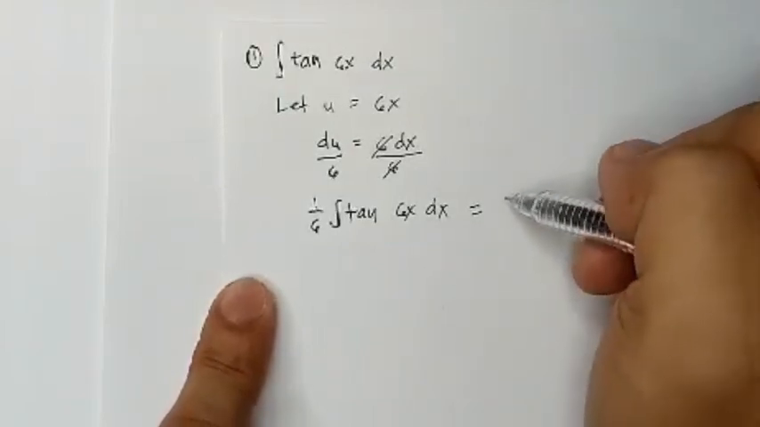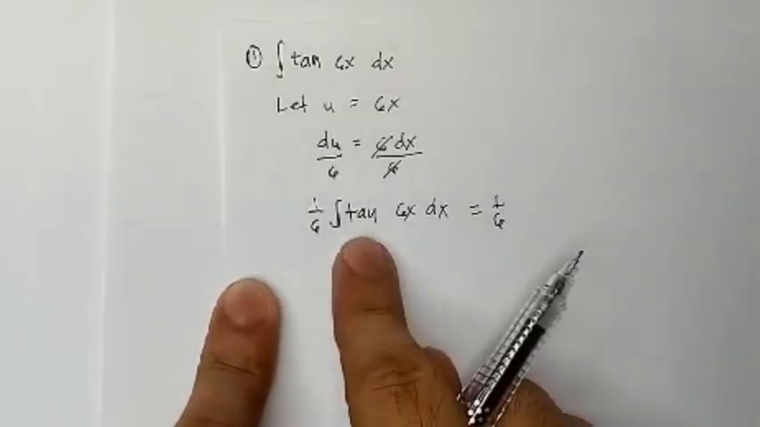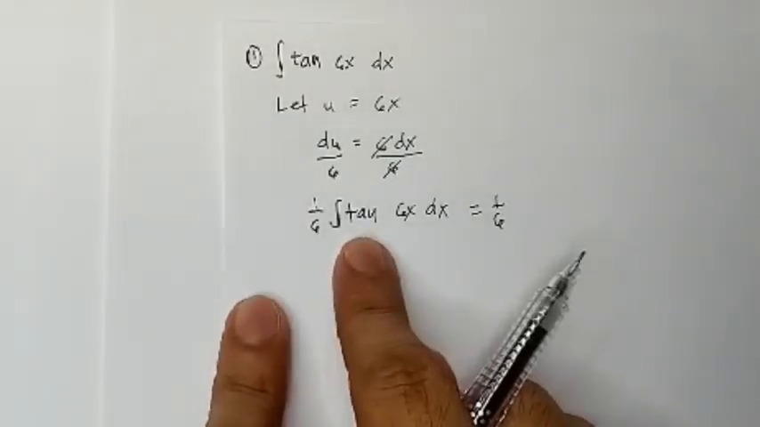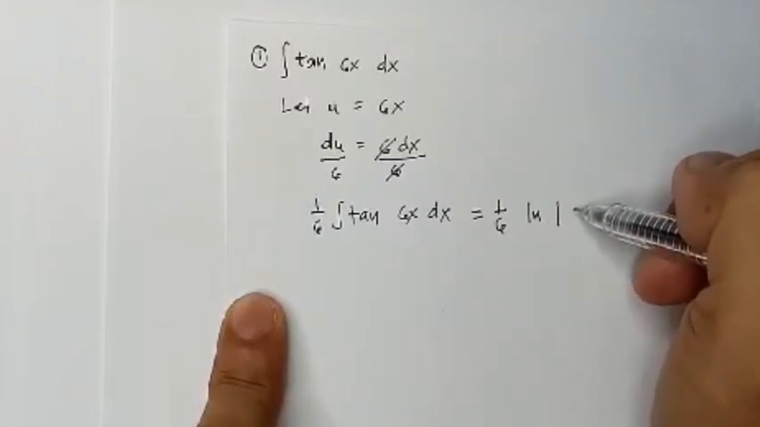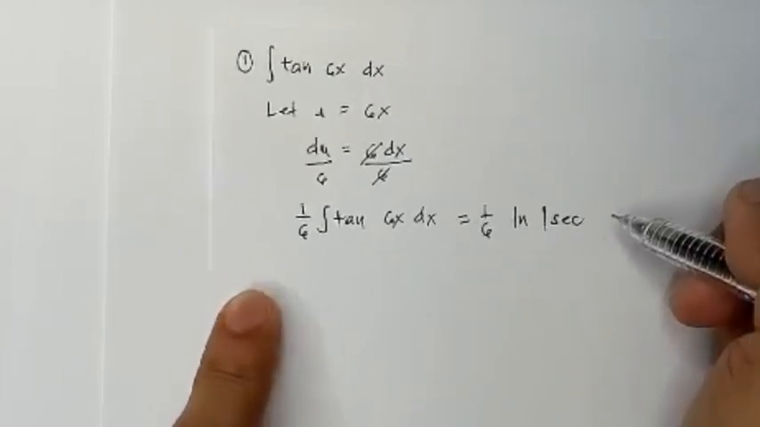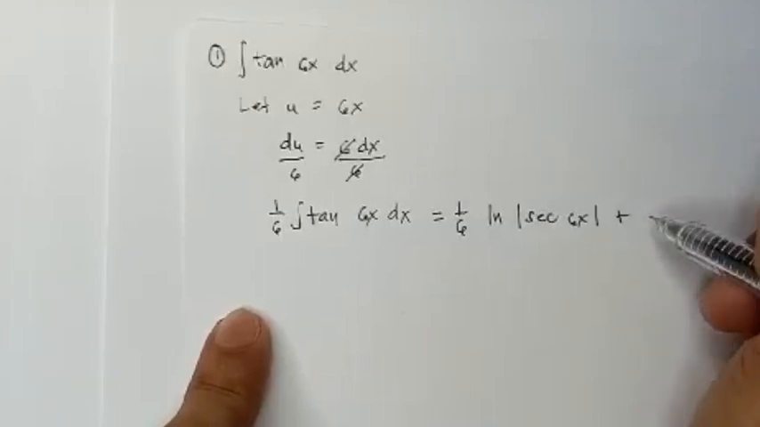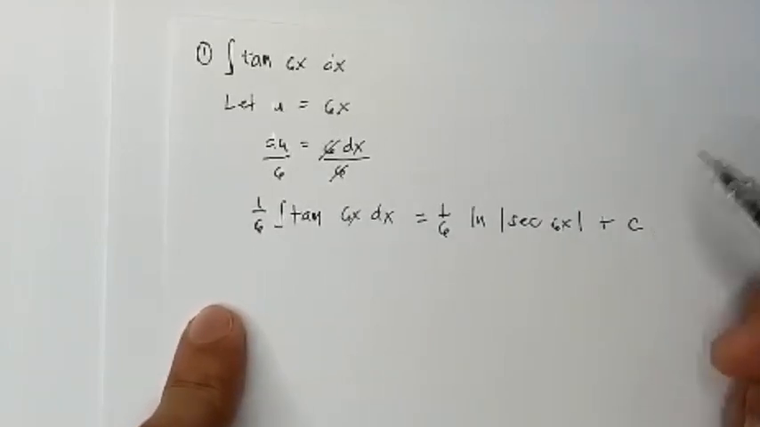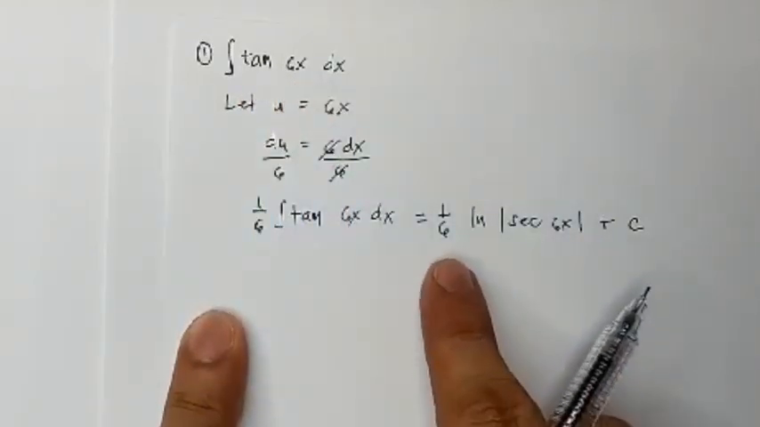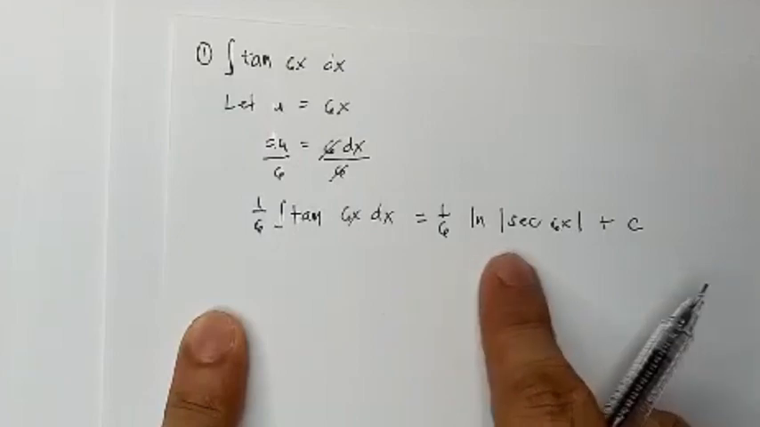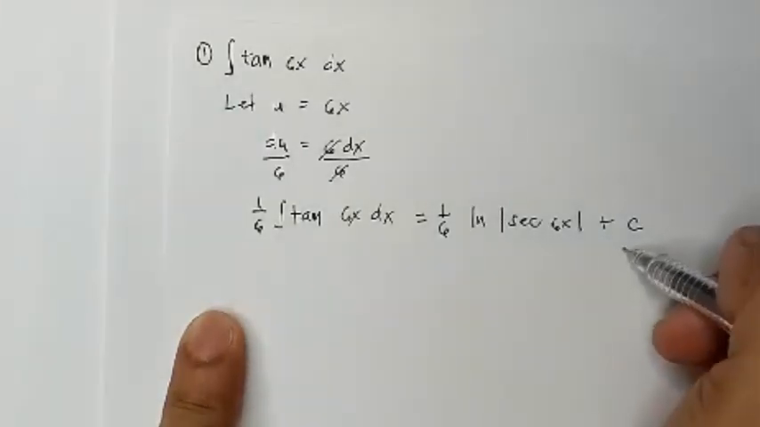With that, copy our integrating factor. We have 1 over 6. And we all know that tangent has an integral of ln of the absolute value of secant. So we have 6x. Then the last step is to affix our constant of integration. So therefore, the indefinite integral of tangent 6x dx is simply 1 over 6 ln of the absolute value of secant 6x plus c.